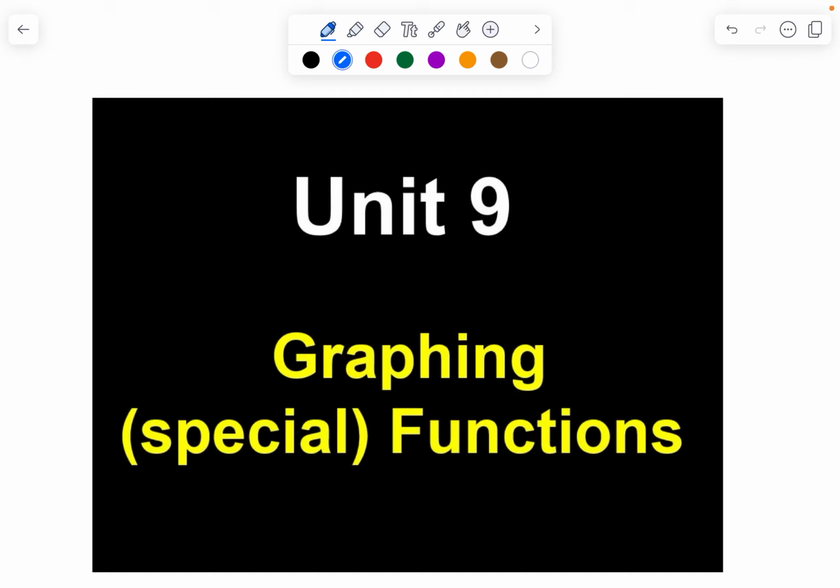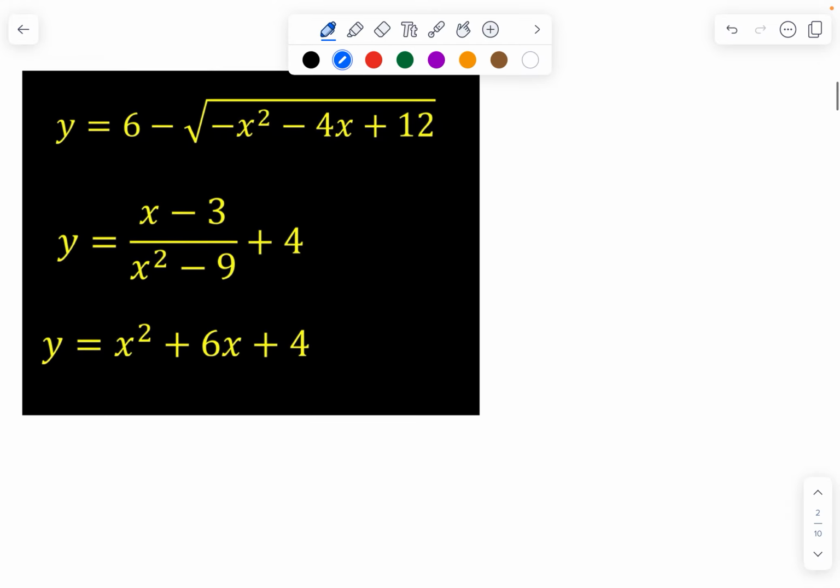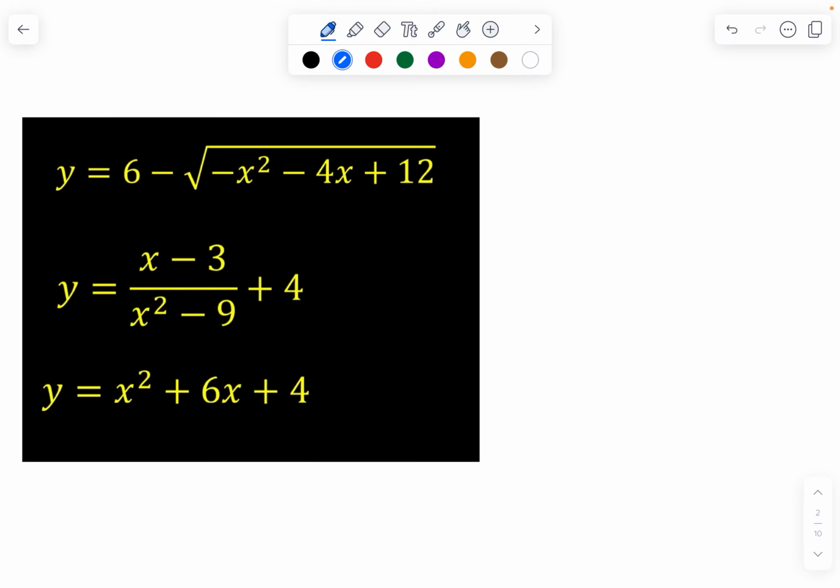Well, students, we just finished up Unit 8, where we were solving special equations. Now we're going to start Unit 9, where, you guessed it, we're going to graph special equations. I thought we would start off with a little preview where I want to show you three functions. Honestly, all three types we're going to be graphing in this chapter. Actually in the reverse order.